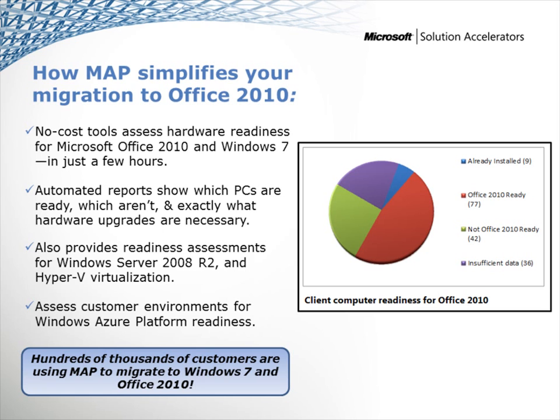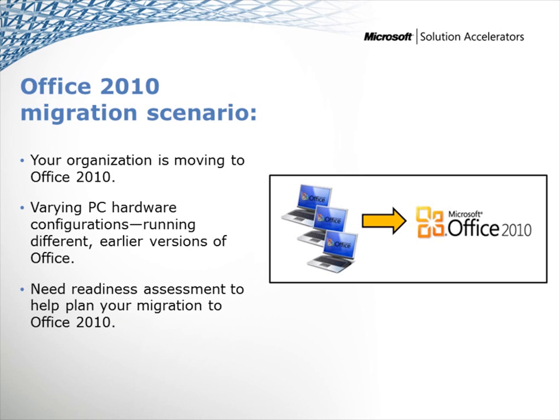Using MAP, you can perform a complete assessment of your organization's hardware readiness for Windows 7 and Office 2010 in just a few hours. MAP provides comprehensive information to show you which of your PCs are ready for Office 2010, which are not, and exactly what you have to do to prepare your hardware for an Office 2010 migration. It's important to know that MAP can also help you in planning for Windows Server 2008 R2 Hyper-V and Windows Azure platform. In this short demo, let's assume that your organization is planning to deploy Office 2010 across the enterprise.